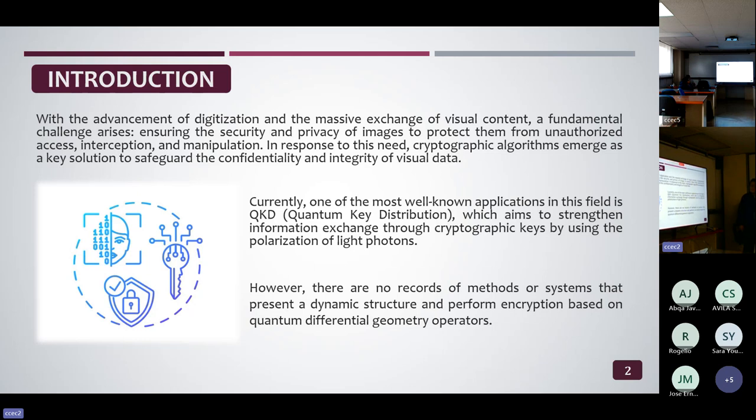Currently, the quantum technologies in symmetric encryption are QKD, quantum key distribution, which is based on polarization of light photons and uses specialized equipment. However, there are no records of methods or systems with dynamic structure that perform encryption using quantum differential geometry operators.